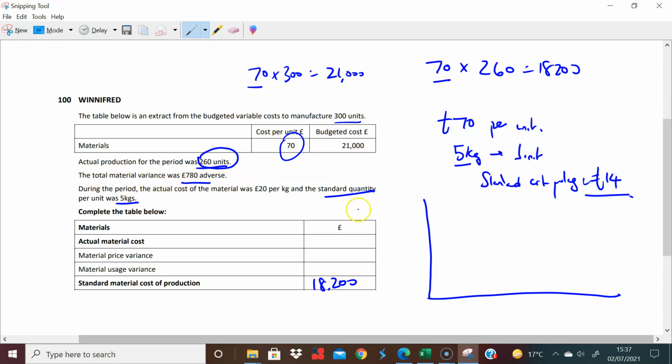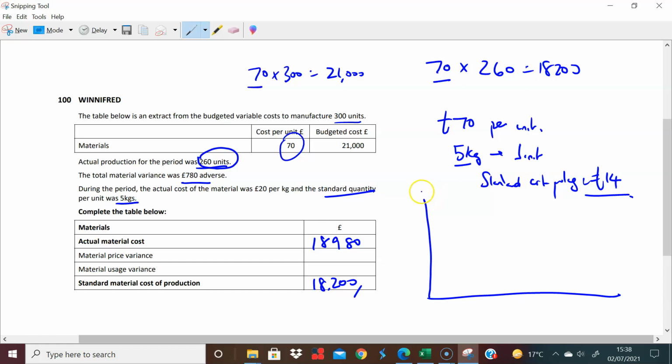The total material variance is 780 adverse. So you spent more than you should have. If you were supposed to spend 18,200, you have now spent 18,200 plus 780, because it says the total material variance was 780. So you now spend 18,200 plus 780, which is 18,980. The difference here is 780. So that's something else you can see straight away jump out.